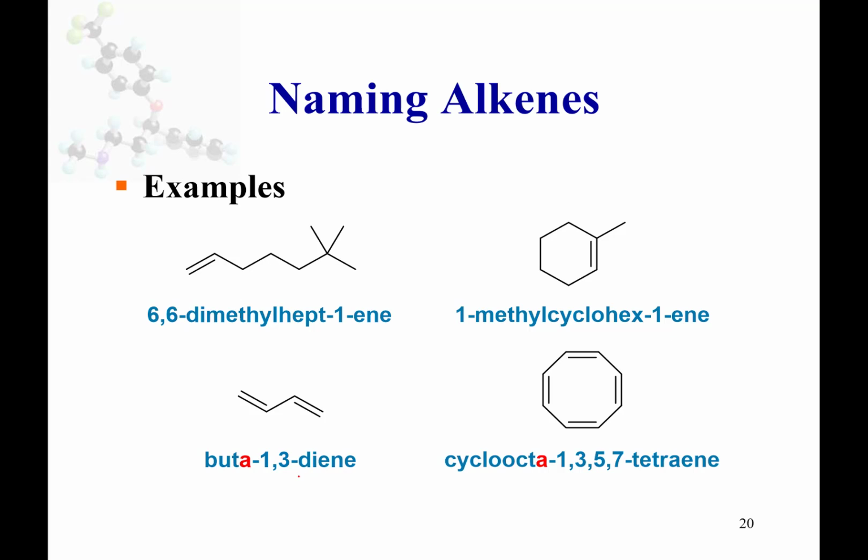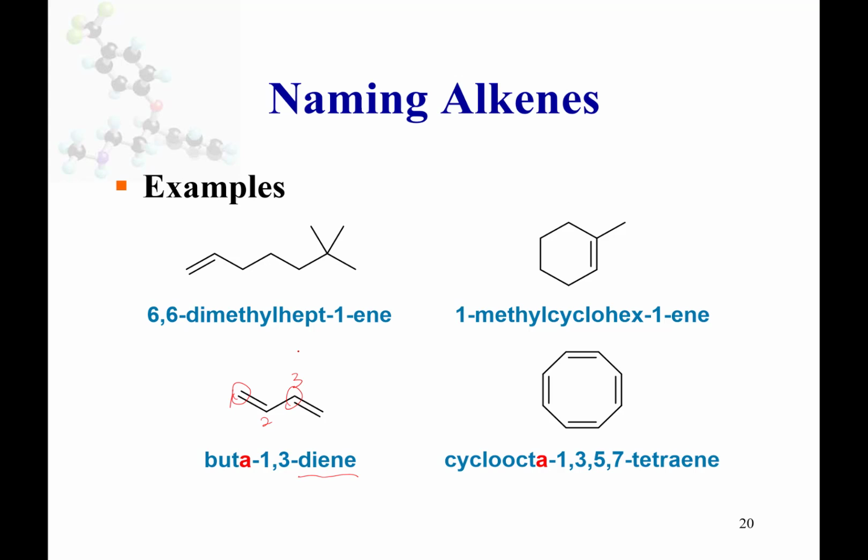When there are 2 of the functional groups, then we name this using the prefixes that indicate the number. For example, there are 2 double bonds here, so this is a diene. And since there are 4 carbons, it's actually butadiene. And we can say that it's 1, 3, where the carbon atoms begin the double bonds.